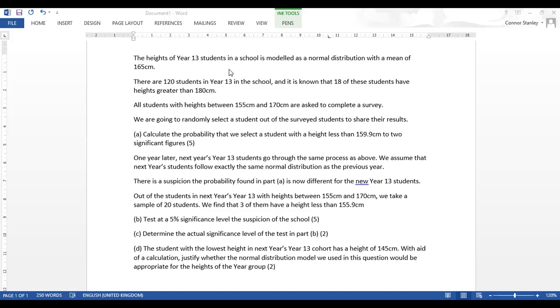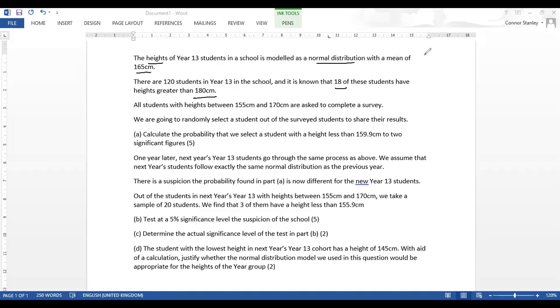We've got the heights of year 13 students in a school, and we're going to model it as a normal distribution. So let's underline the key words here. We're going to model the heights in the school as a normal distribution with a mean of 165. We've got 120 students in year 13 in the school, and we know that 18 of these students have a height greater than 180 centimeters. So let's think about that. Reading this sentence, we've got 120 students in year 13, and 18 of these 120 students have a height greater than 180.